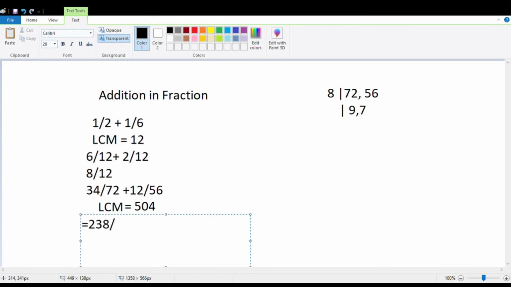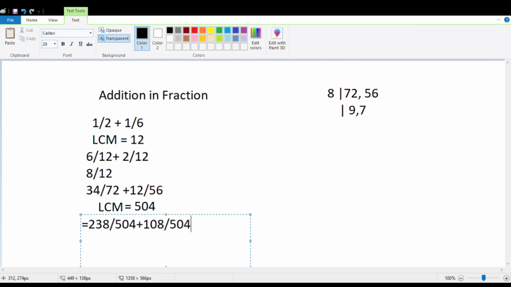Now, how much times 56 equals 504? That can be easily done by 504 divided by 56, which equals 9, right? So what is 12 times 9? 12 times 9 is 108. So 108 over 504.